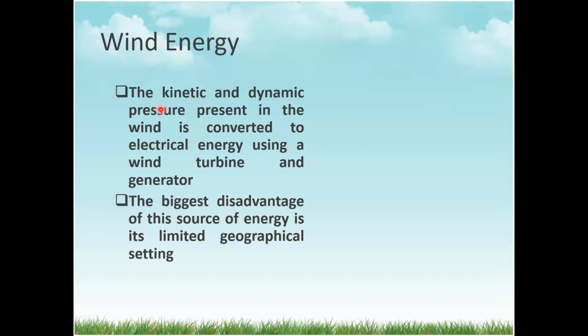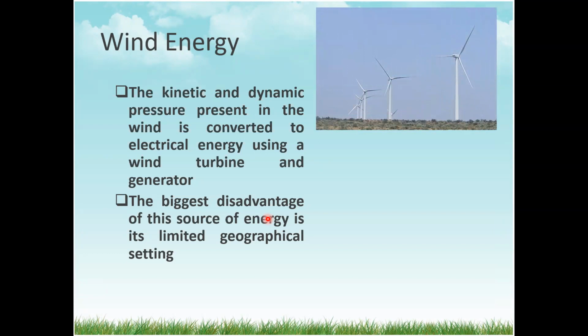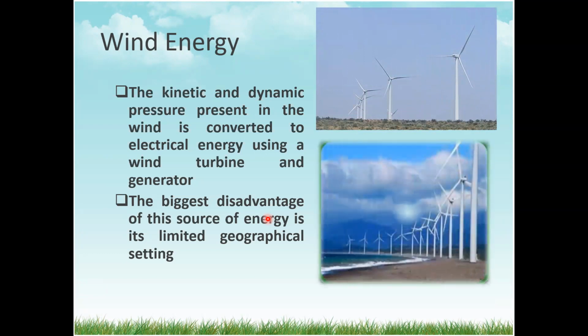Here, the kinetic and dynamic pressure present in the wind is converted to electrical energy using a wind turbine and generator. But just like solar energy, its main disadvantage would be the geographical location. It's dependent on areas where the wind is just right, not too strong, not too weak. So there's an optimum wind speed required for wind energy.